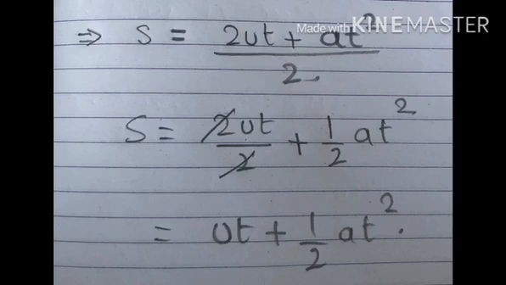Now we separate 2ut and at². s = 2ut/2 + ½at². Now 2 and 2 cancel. So s = ut + ½at². Now the distance is equal to initial velocity multiplied by time plus half acceleration multiplied by time squared. This is the second equation of motion.